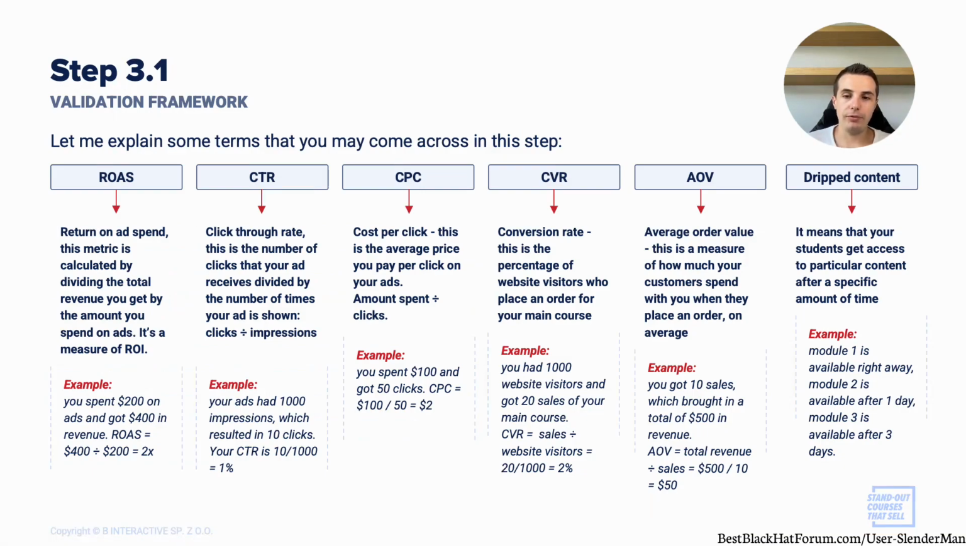Then we have average order value, AOV, which is going to be a measure of how much your customers spend with you on average when they place an order. So as an example, if you got 10 sales, which brought a total of $500 in revenue, then your AOV would be total revenue divided by the number of sales for your main course, which would be $50 in this example.